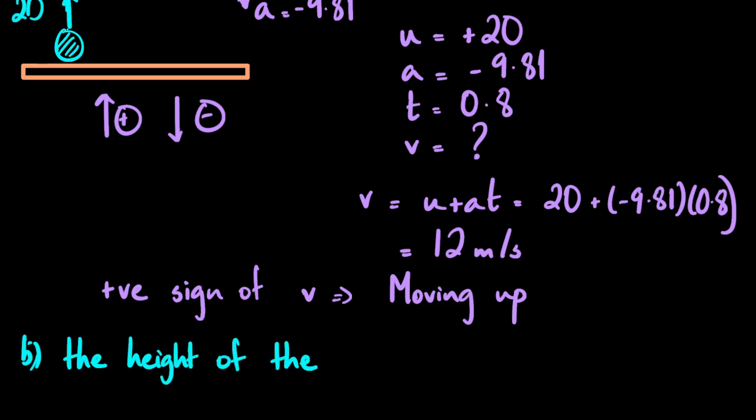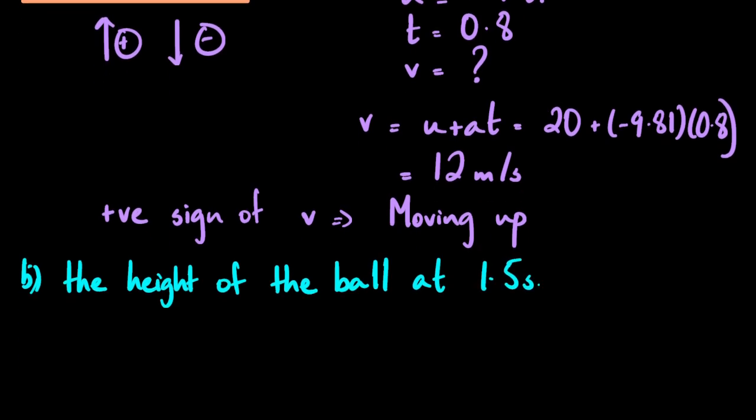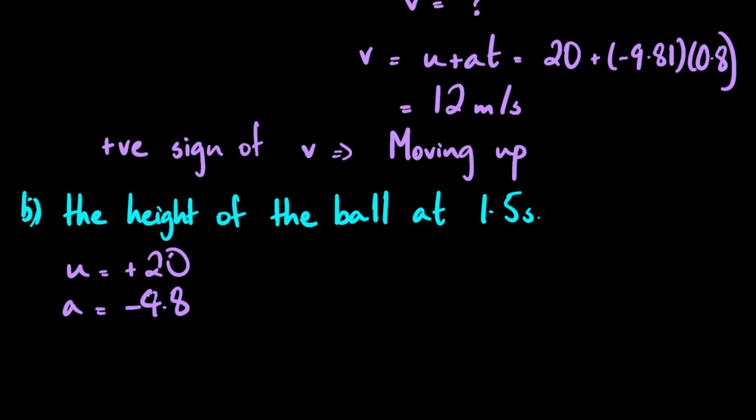Obviously, height above the ground is what I meant here. So, height of the ball at 1.5 seconds, right? If you want to find the height of the ball, again, we know that u is positive 20. U is still positive 20. A is still negative 9.8 because it's downwards. And we want to find the height at time t equals 1.5 seconds, and I want to find s.